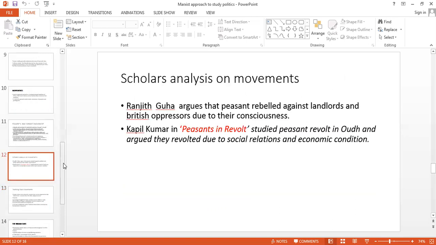Then, various scholars' analyses of these movements: Ranjit Guha, who wrote about the subaltern mind, argues that peasants rebelled against the landlords and the British oppressors due to their consciousness. Kapil Kumar, in Peasants in Revolt, studied the peasant revolt in Oudh and argued it occurred due to social relations and economic conditions. Okay, so can you say that Ranjit Guha is a neo-Marxist scholar? So what type of Marxist is Kapil Kumar? Yes, a mechanical or classical Marxist. Okay.